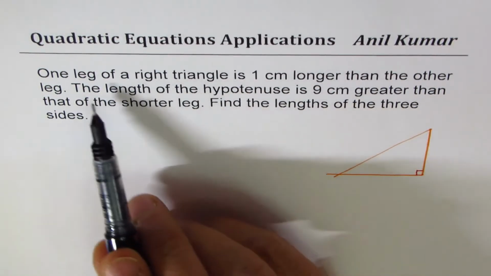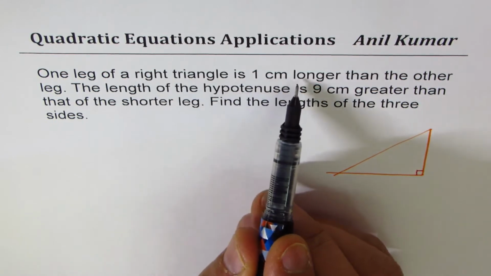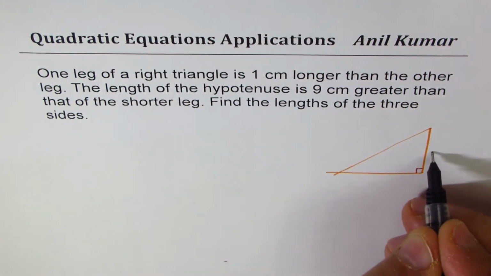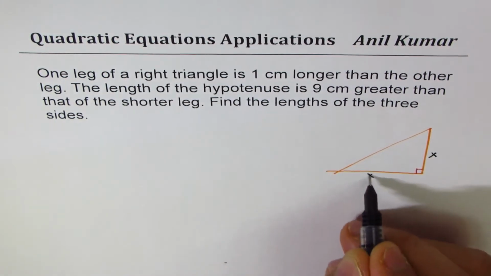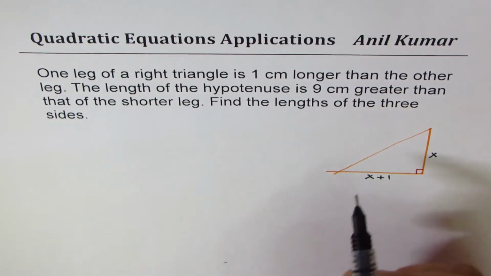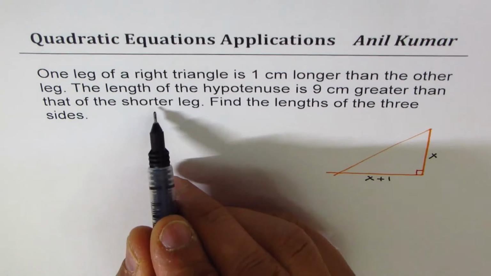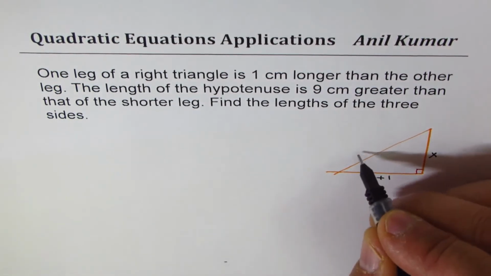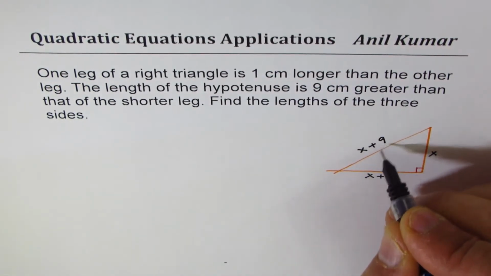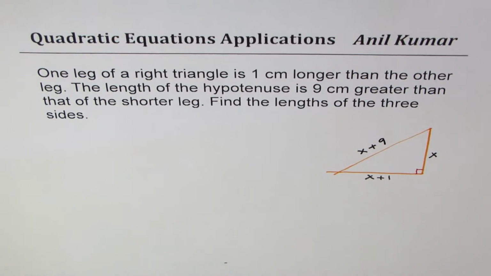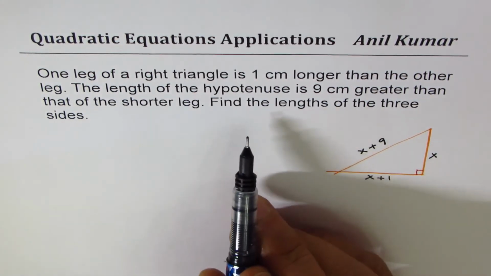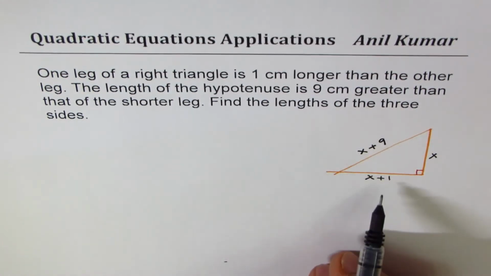So we are given that one leg of the right triangle is 1 centimeter longer than the other. So let us say if this is x, this is x plus 1, and the hypotenuse is 9 centimeters greater than the shorter leg. That means x plus 9, right? So these are the dimensions for the given triangle. Now we need to find the lengths of the three sides.